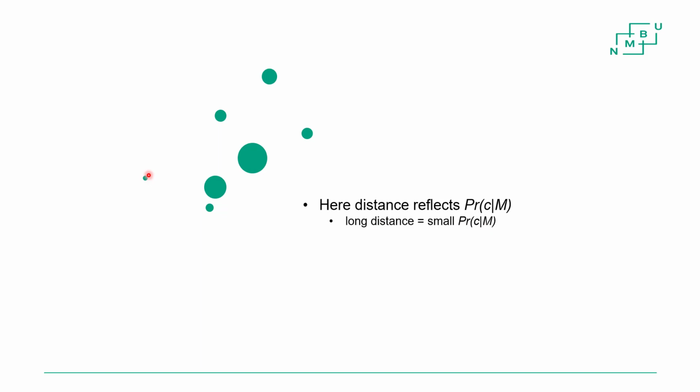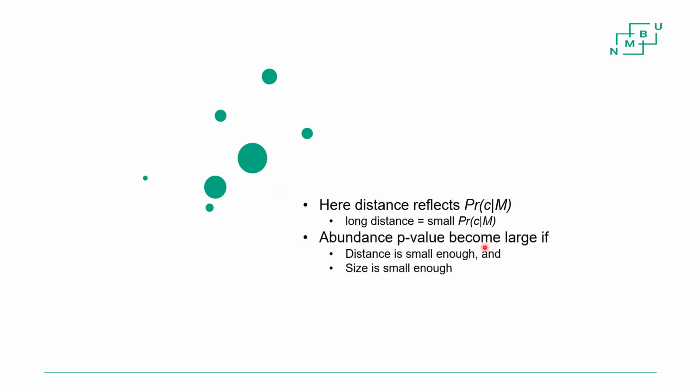It's a small probability of having a child here compared to here. The abundance p-value becomes large if the distance is small enough and the size is small enough. So if we now start out with this as the mother, which of these other reads could now be children of this mother here? It could, for instance, look like this. I color them red. This is the mother, and all these others here are potentially children, but not this one.